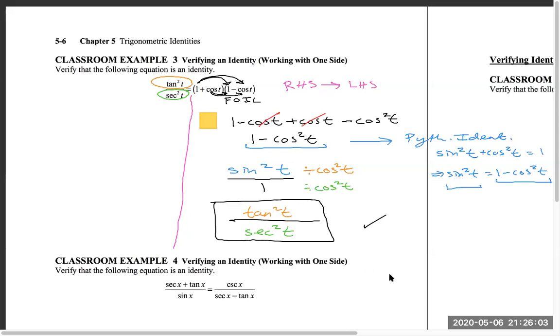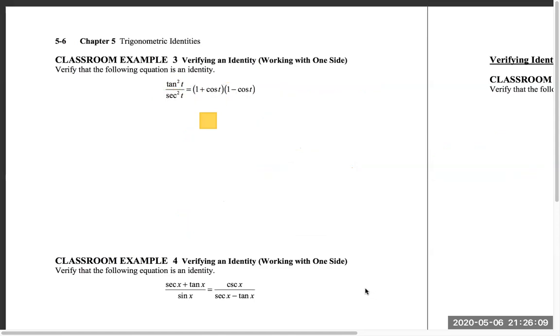Okay, let me save that. Let me clear this out. And then the last one I'm going to do is number 4. So for this particular one, I'm going to show that the right-hand side simplifies the left-hand side.